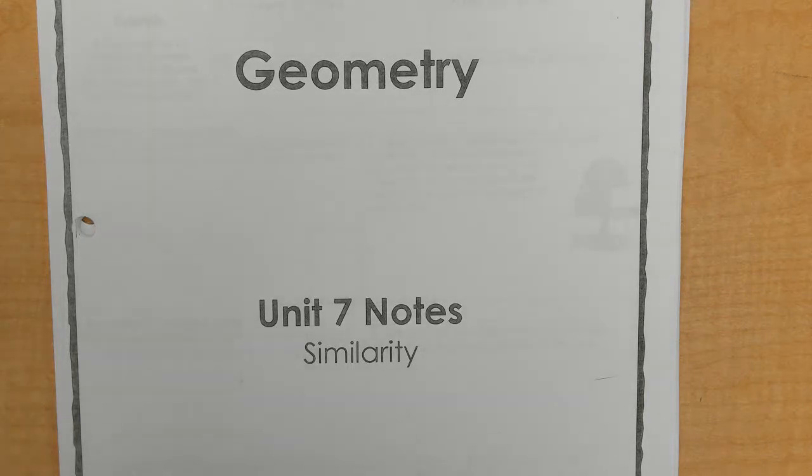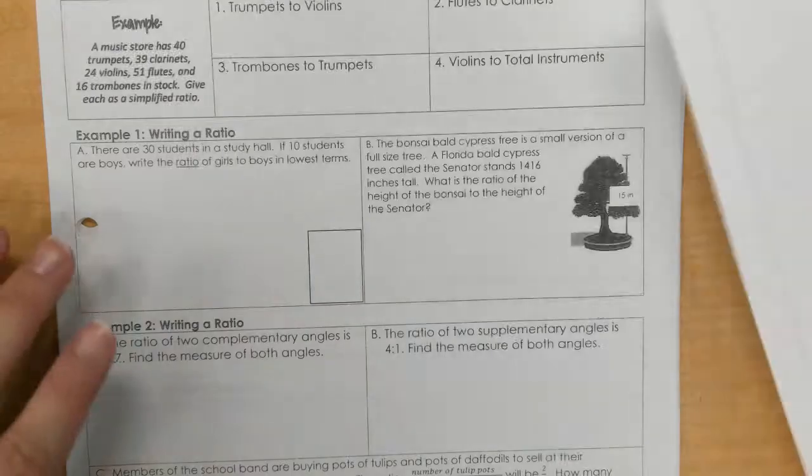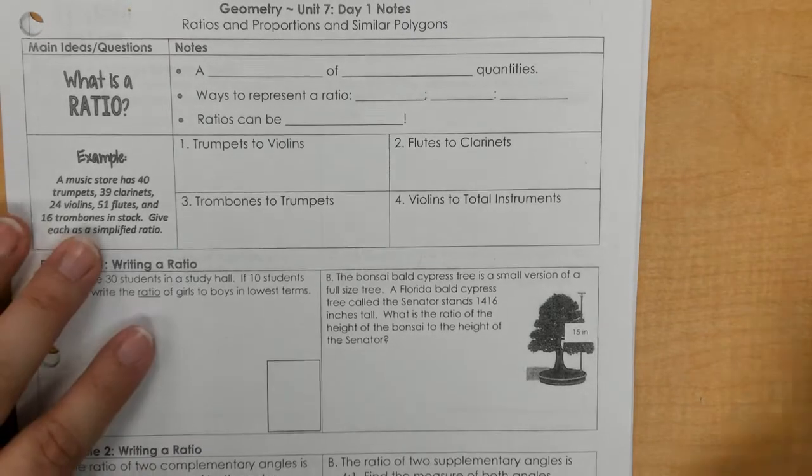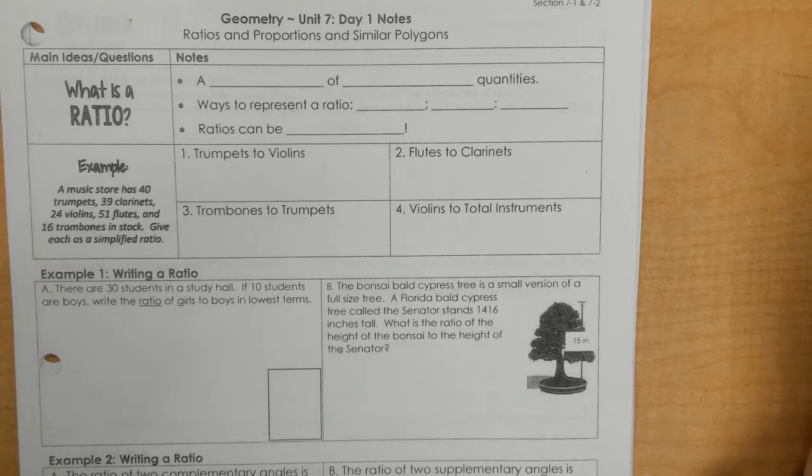For Geometry, Unit 7 Notes, we're going to start with Day 1. In Day 1 Notes, the topic is ratios and proportions and similar polygons. So we have two different topics here.